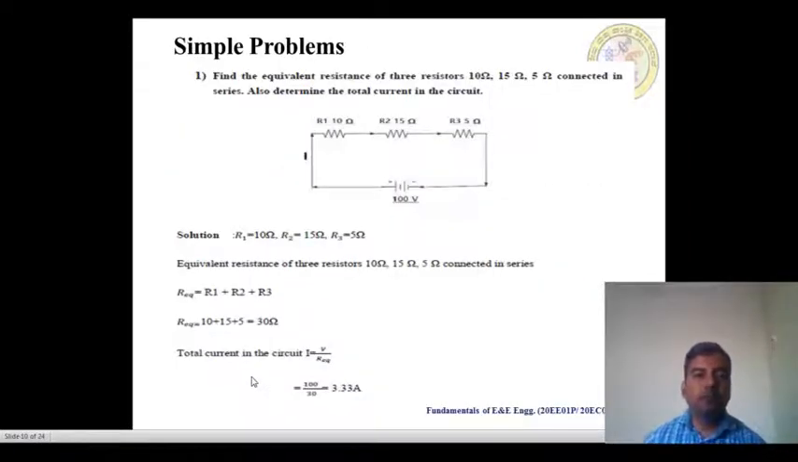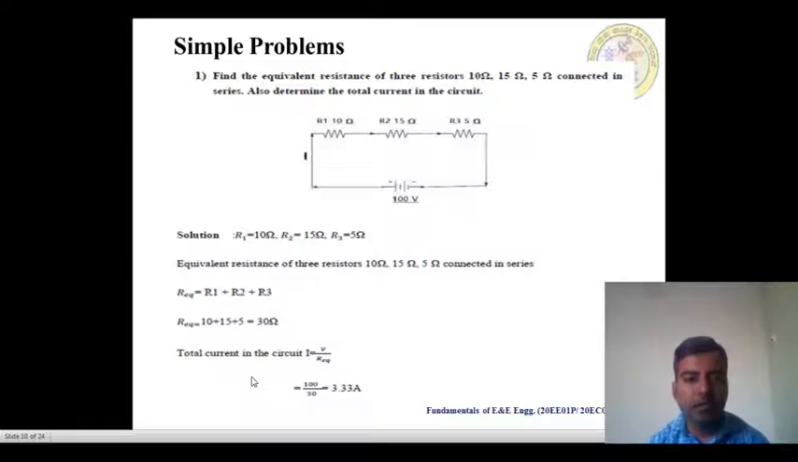Now we solve some problems. Find the equivalent resistance of three resistors, 10 ohm, 15 ohm, 5 ohm connected in series. Also determine the total current in the circuit. They are connected across 100 volts. First we have to find the equivalent resistance. For series connected resistances, R equivalent equals R1 plus R2 plus R3. So that is 10 plus 15 plus 5, that is 30 ohms.